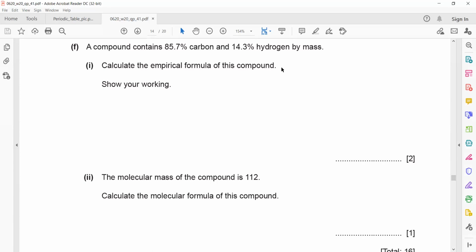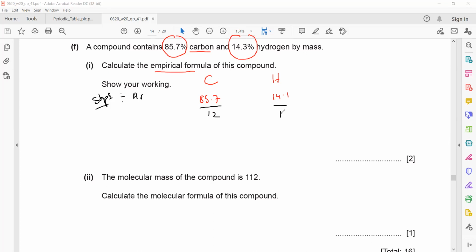In this question, a compound contains 85.7% carbon and 14.3% hydrogen. We have to find the empirical formula. So the compound contains carbon and hydrogen. The percentages are given, 85.7 and 14.3. What is step 1? Step 1 is to divide by atomic mass. So what is the atomic mass of carbon? That is 12, and the atomic mass of hydrogen is 1. So what is the answer of 85.7 divided by 12?